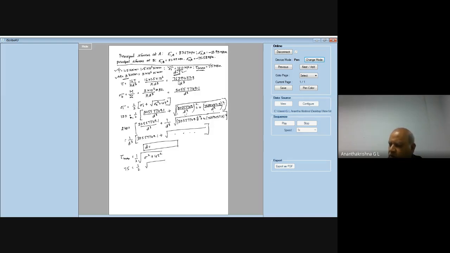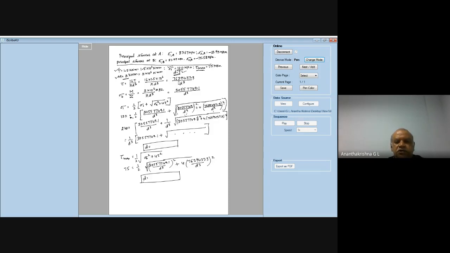That's equal to 1 by 2 root of, that is sigma b square. So it's going to be 305577 into 49.1 by d cube whole square, plus 4 into 7639 into 437.3 by d cube whole square. So simplify, we'll get another d from here. Okay, please give me the value of d.